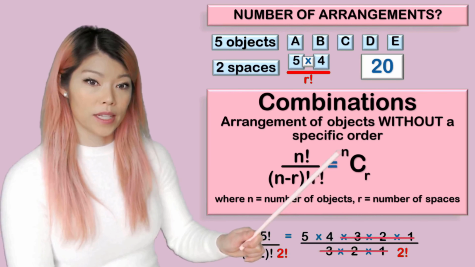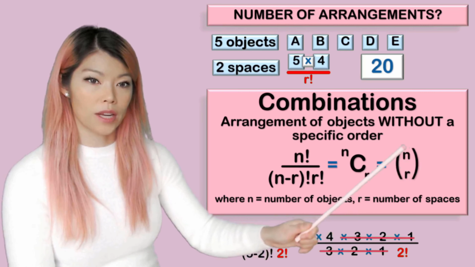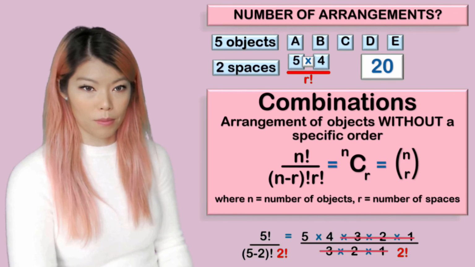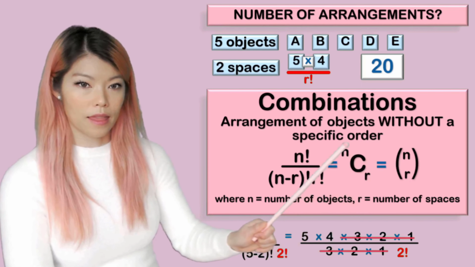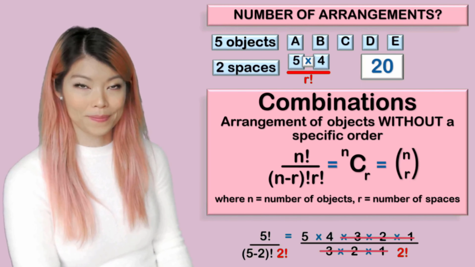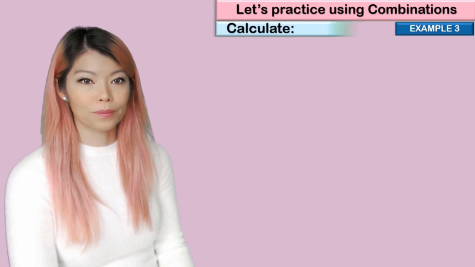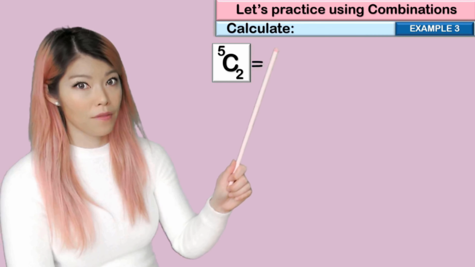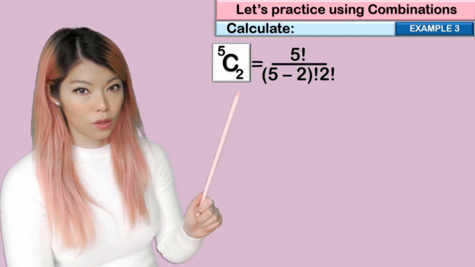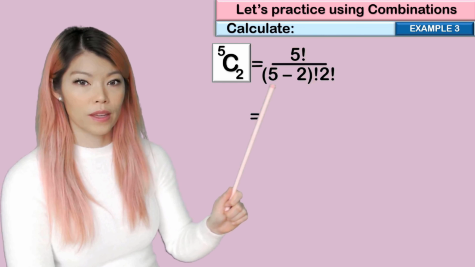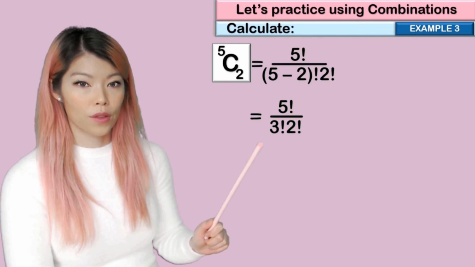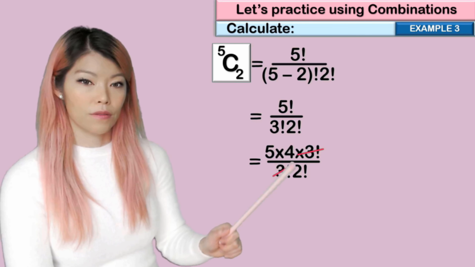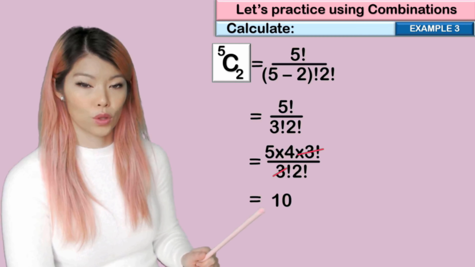Another way to represent nCr is using these giant brackets over here, where the number of objects is at the top and the number of spaces is at the bottom. This and this are the same thing. Let's do an example. If I have 5C2, what would that look like? It would look like 5 factorial over 5 minus 2 factorial times 2 factorial. In other words, 5 factorial over 3 factorial times 2 factorial, and we can cancel out the 3 factorials, and 4 divided by 2 is 2, so 5 times 2 is 10.